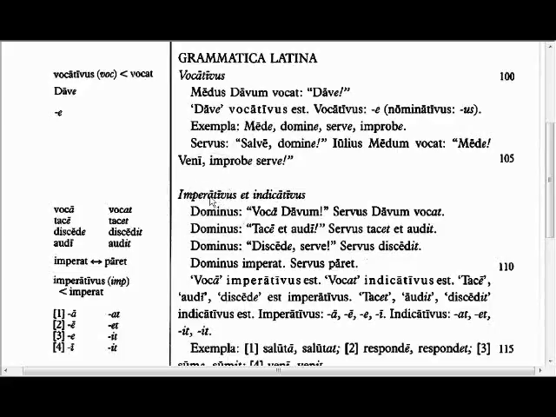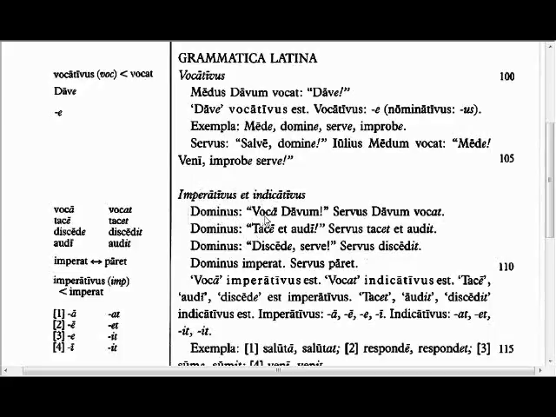Okay, the imperative and the indicative. These are two different moods, what we call moods of the verb. The indicative being just your regular indicating mood, just talking about the world the way it is. The imperative is the command mood, when you're telling people to do stuff.